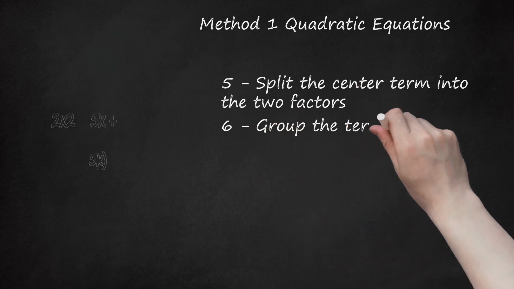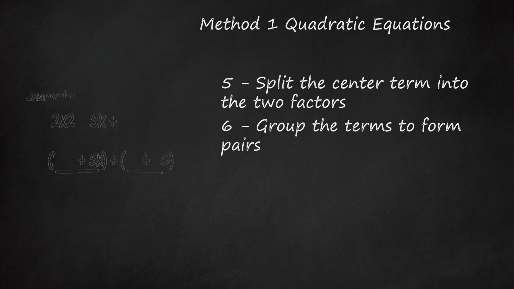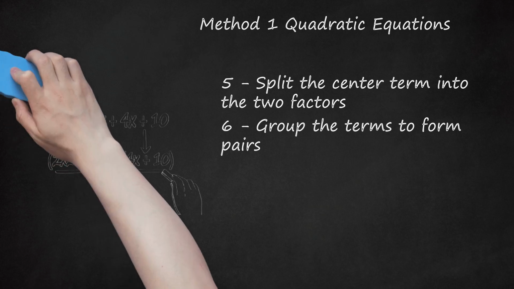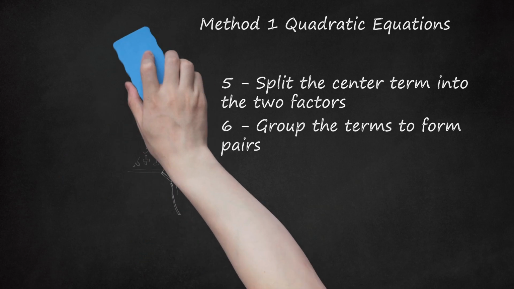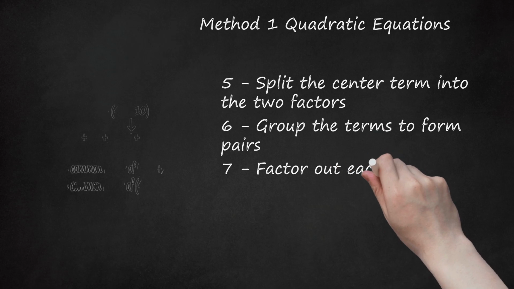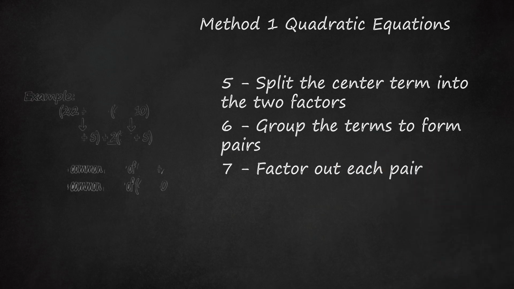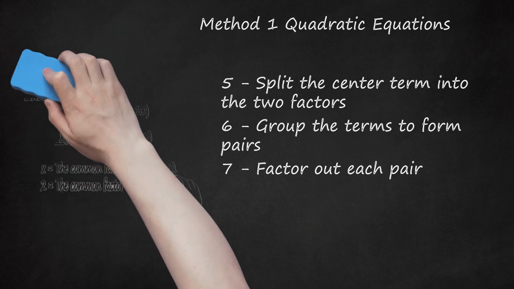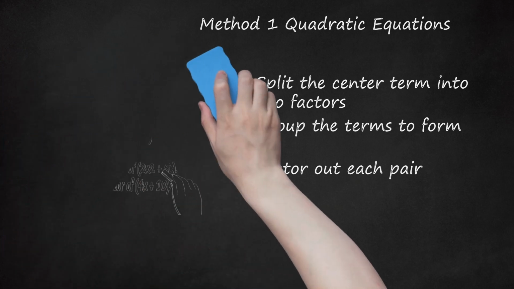6. Group the terms to form pairs. Group the first two terms into a pair and the second two terms into a pair. Example, (2x² plus 5x) plus (4x plus 10). 7. Factor out each pair. Find the common factors of the pair and factor them out. Rewrite the equation accordingly. Example, x(2x plus 5) plus 2(2x plus 5).